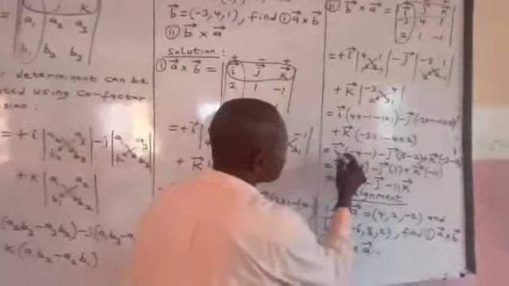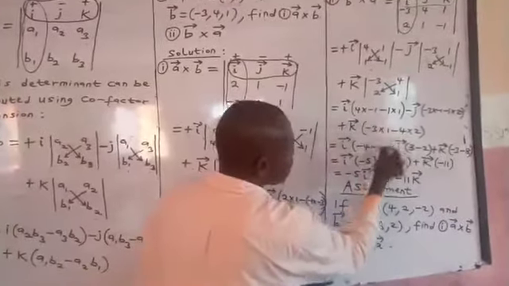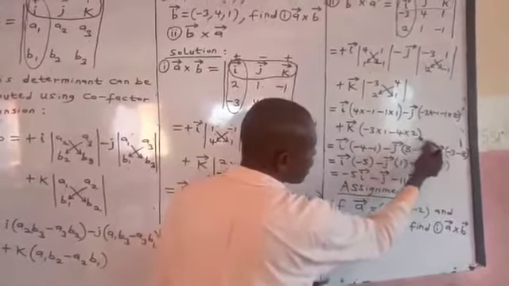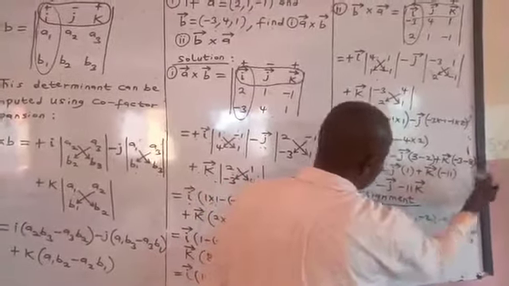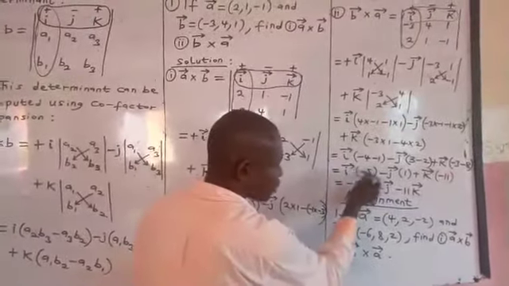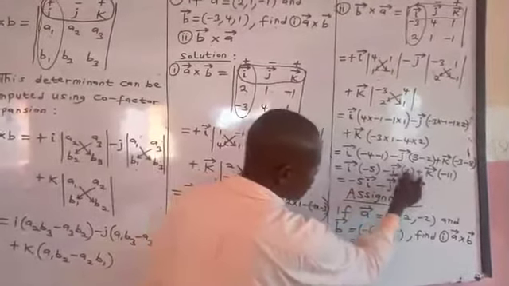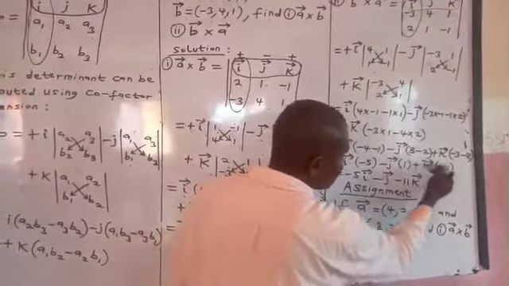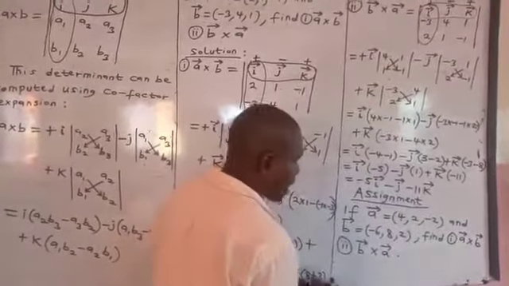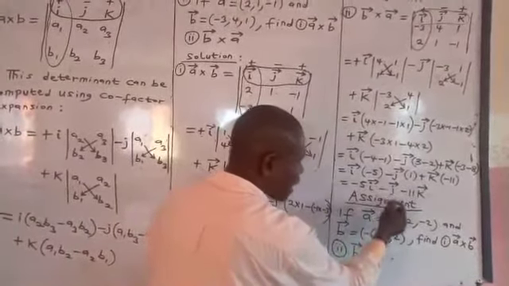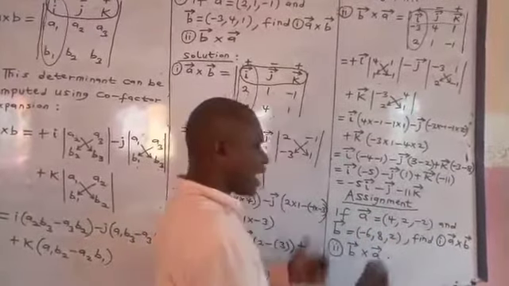So we now have minus i, bracket, minus 4 minus 1, then minus j, bracket 3 minus 2, plus k, bracket minus 3 minus 8. So we have minus vector i, bracket minus 5, minus vector j, bracket 1, then plus vector k, bracket minus 11. You open the bracket to give you minus 5i, minus j, minus 11k, and that's the answer.